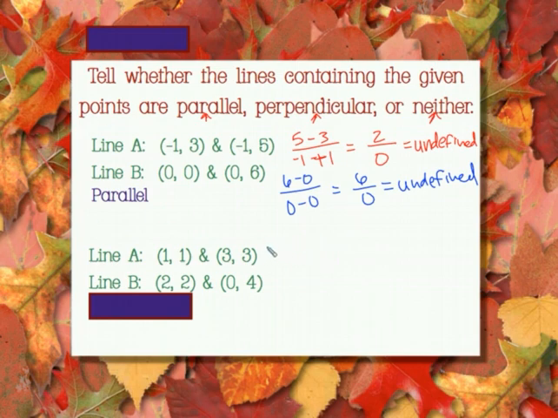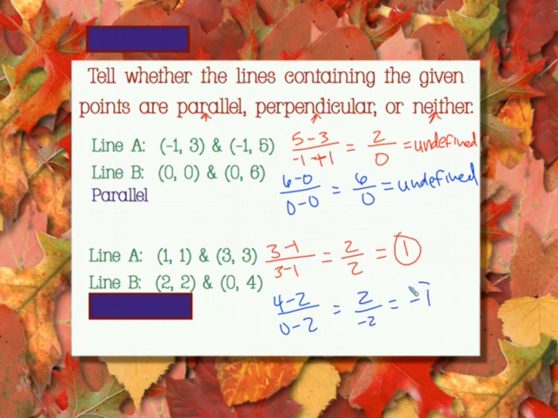Then we get 3 minus 1 over 3 minus 1. It's 2 over 2, which is just 1. Then we have 4 minus 2 over 0 minus 2. So we have 2 over negative 2, which gives you negative 1. Now they're not the same, so they're not parallel.